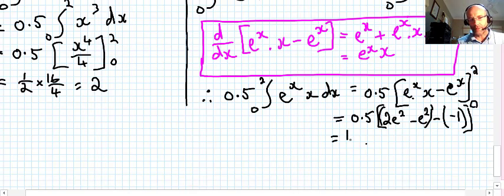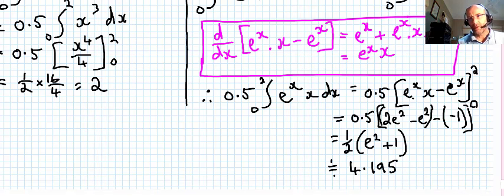Okay, so we've got a half. 2e squared minus 1e squared is just e squared. Minus negative 1 is plus 1. You could leave it like that, or you could use a decimal approximation like that.